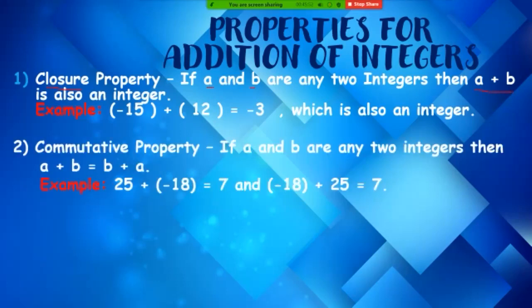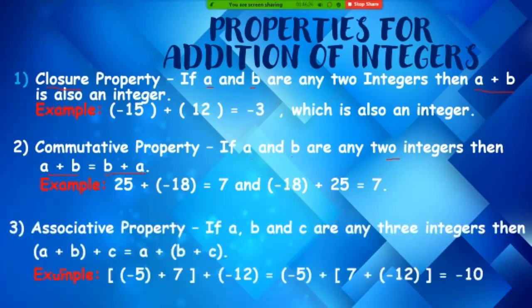Next is the commutative property. If a and b are any two integers, then a plus b will be equal to b plus a. For example, if we take 25 plus minus 18, if we add them, then we get 7. But if we reverse that, minus 18 plus 25, then also we'll get the same answer, that is 7.